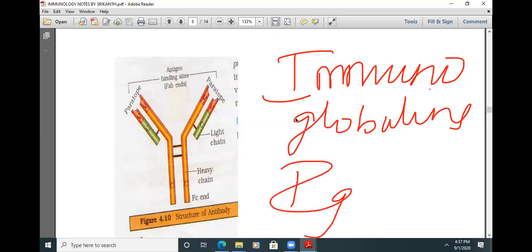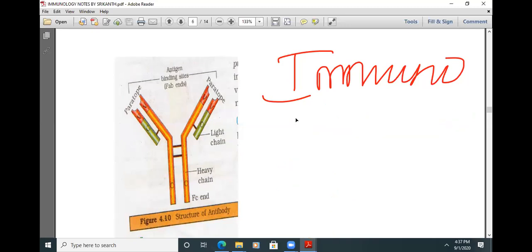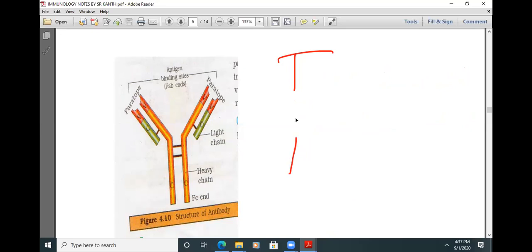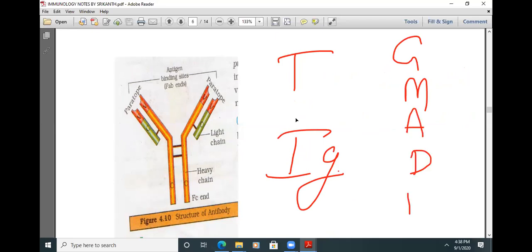Ig. What is Ig? Immunoglobulin. There are 5 types of immunoglobulins present. We simply say Ig. The five types are IgG, IgM, IgA, IgD, and IgE. There are 5 types of antibodies.